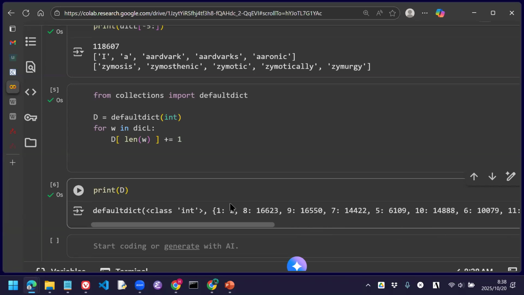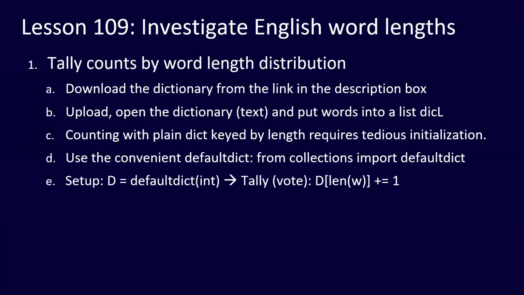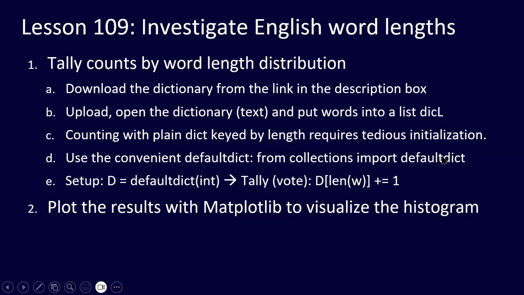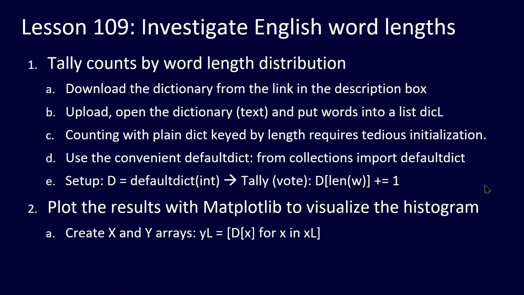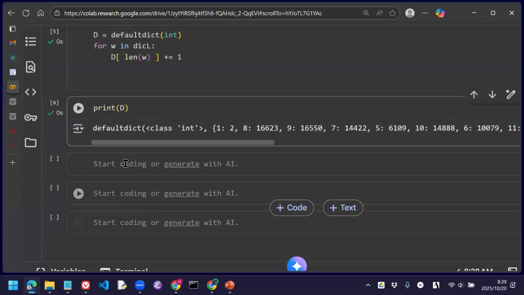So this is what we did. The setup is D equals defaultdict of int, and then tally the votes by this one. Okay, so let's plot the results with matplotlib to visualize the histogram. How can we do that? Create X and Y arrays. We used matplotlib several times and saw that it's very easy to draw graphs. So again, let's try that.